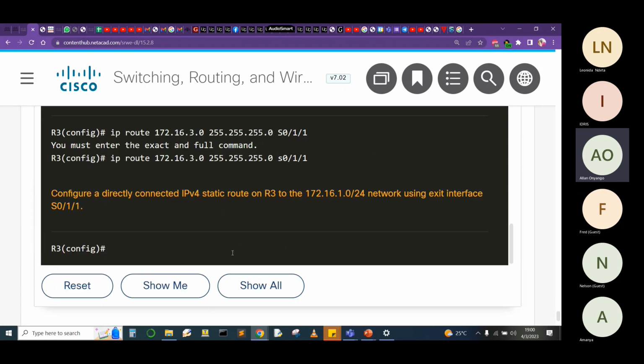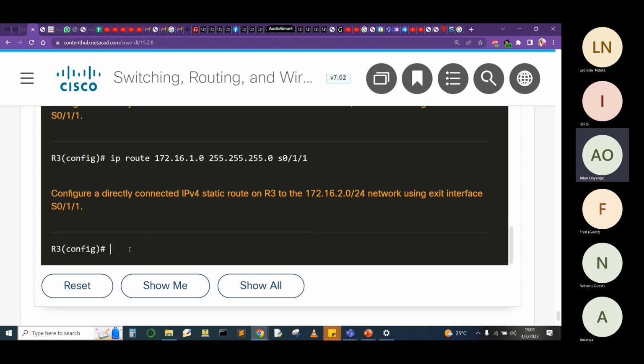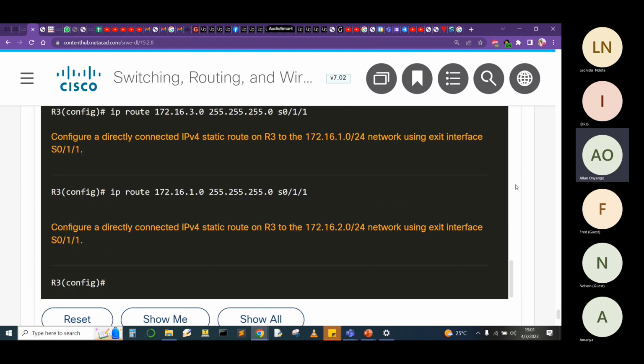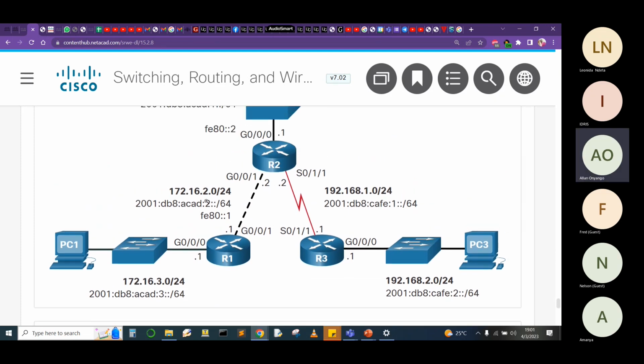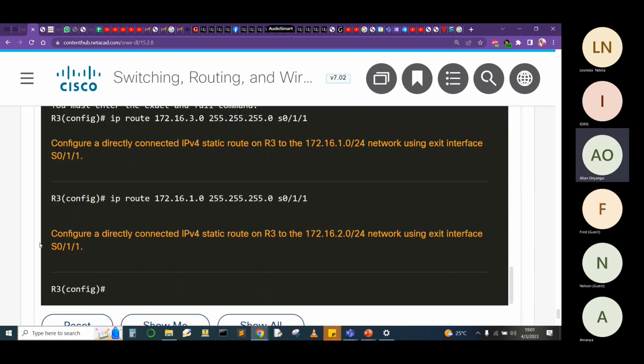So configure directly connected network on that. So we say IP route 172.16.1.0 255.255.255.0. And since it is directly connected, we see small s 0/1/1, and you're good to go. They want us to configure another directly connected network to 172.16.2.0 using the exit interface. You can see it's the one between R2 and R1, 172.16.2.0. So let's do that.